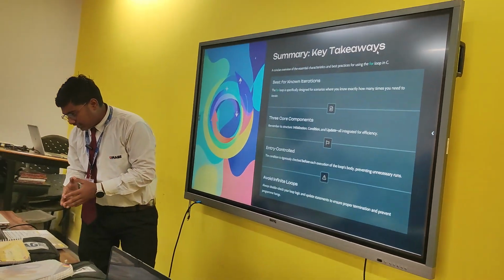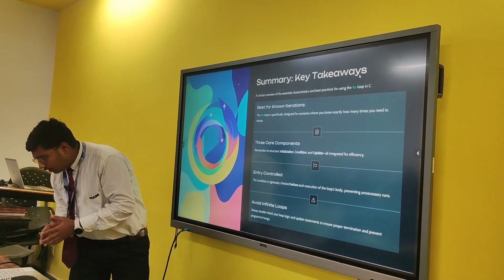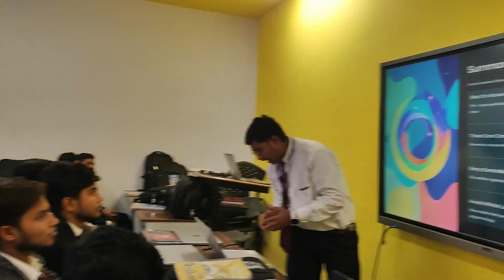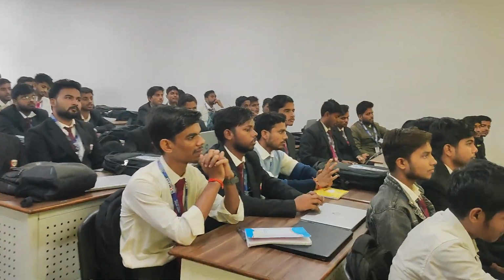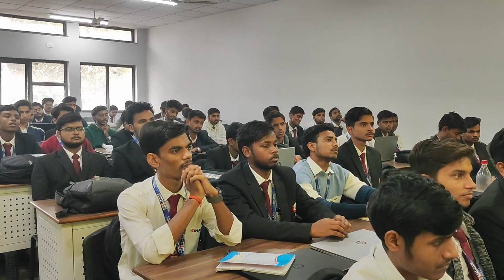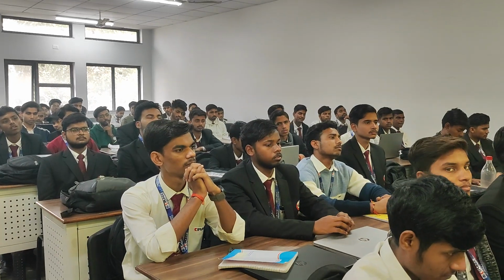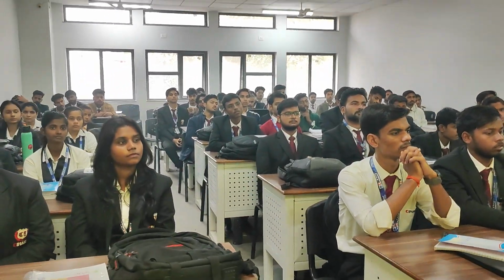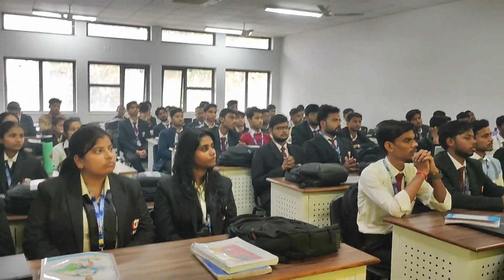Now, the summary and key takeaways. The for loop is specifically designed for the scenario where you know exactly how many times you need to iterate. There are three core components. Remember the structure: initialization, condition, update. Control the path and avoid the infinite loop. Thank you. If somebody has any questions, please.